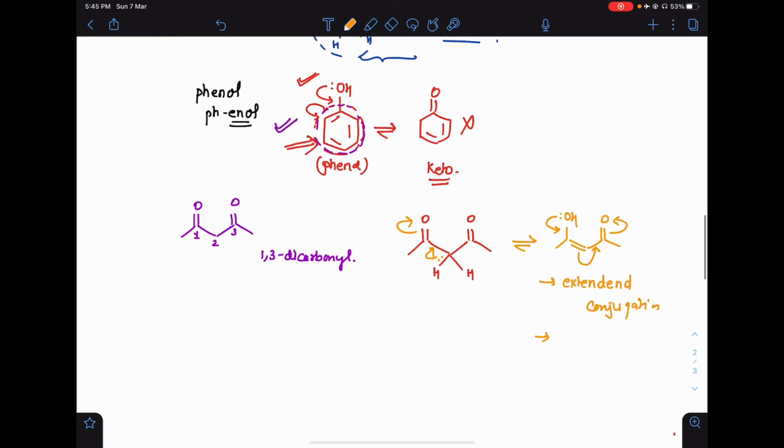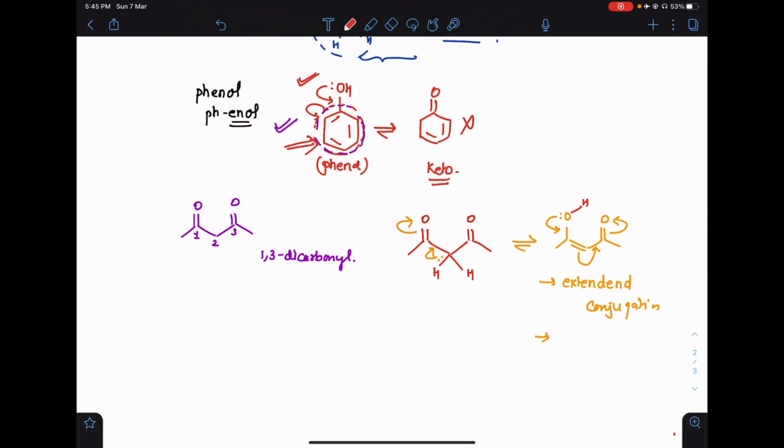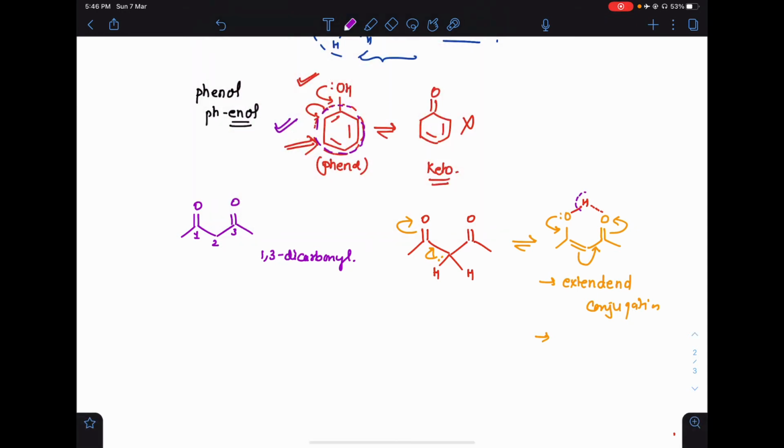And the second stabilizing factor, if you look carefully, is hydrogen bonding. To show you that hydrogen bonding clearly, you can see the hydrogen attached to this oxygen can show hydrogen bonding with this oxygen, forming how many membered cyclic transition state? 1, 2, 3, 4, 5, and 6. So H bonding is also the reason why in this case there is a significant amount of enol content. What are those reasons? Extended conjugation as well as hydrogen bonding.